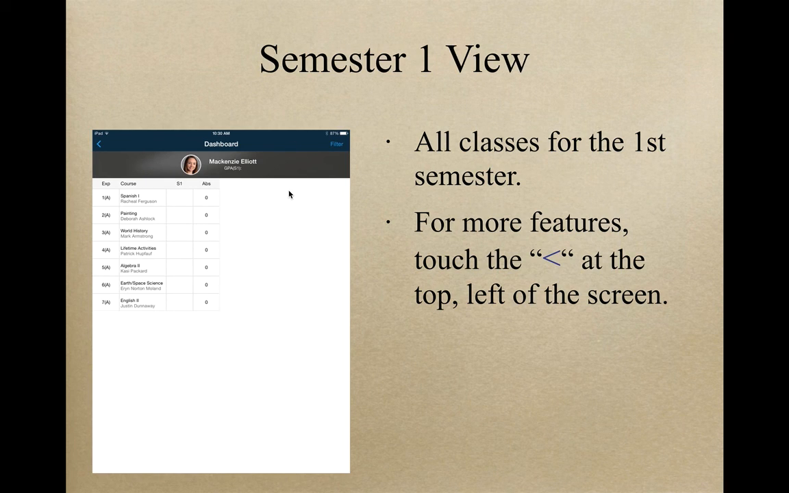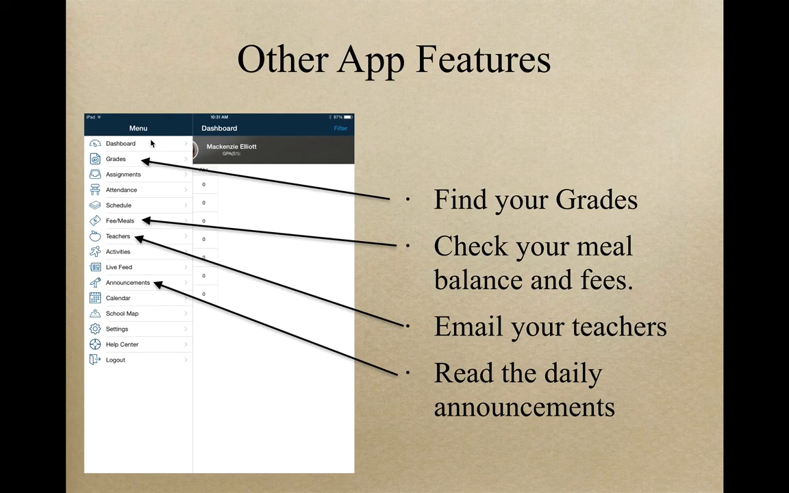Okay, so after I selected Semester 1, this is what it should look like. You should have 7 classes listed here. Now, for more features, we want to look for this little arrow over here. We're going to touch this. The next screen that pops up is going to give you a few more options, a few more things you can look at. If you want to find your grades, you can touch here. If you want to see what kind of fees you owe or what your lunch balance is, you can touch this area. Email your teachers or your teacher list is here. Daily announcements are listed here. School map, and of course many other items that you can take advantage of.